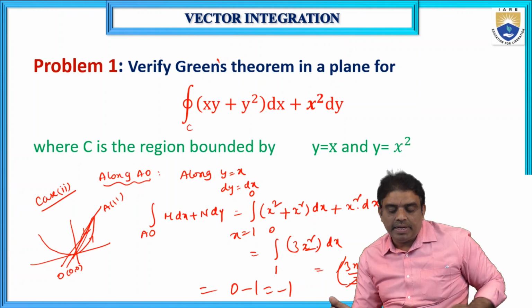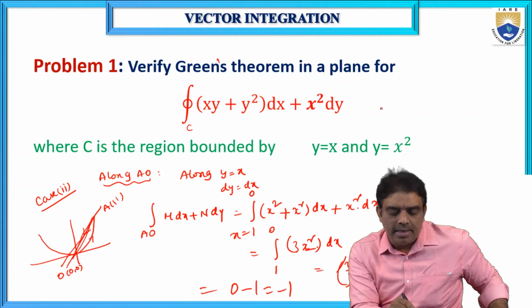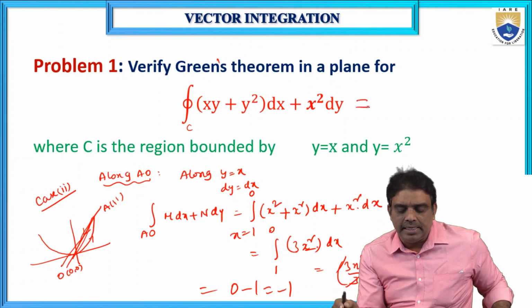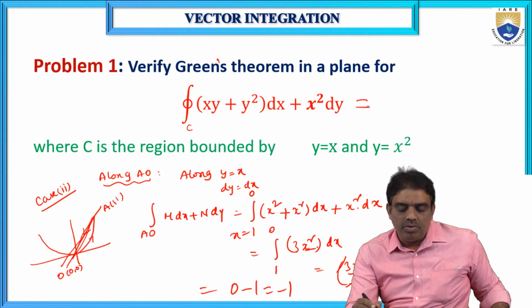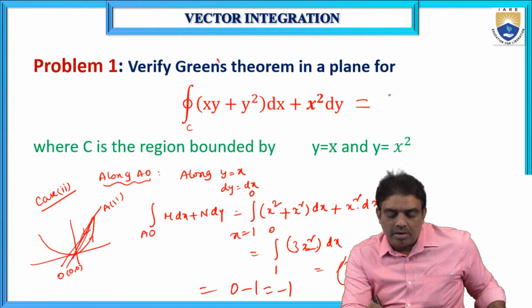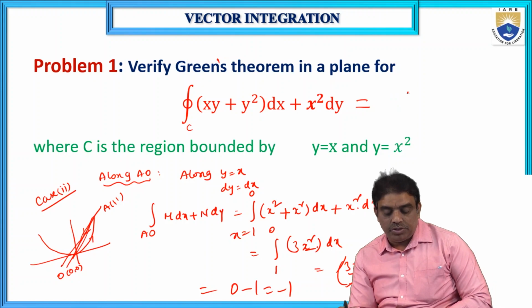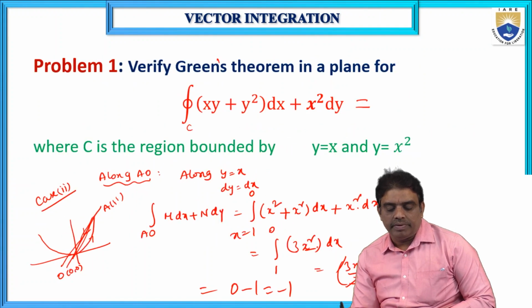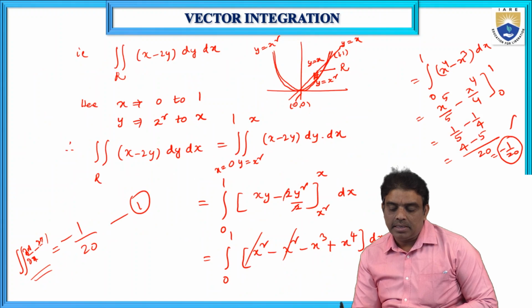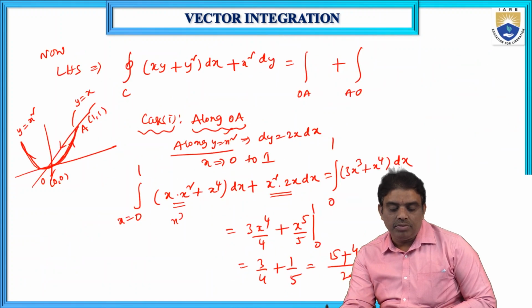So what is the first value? Therefore, the integral along the closed curve C is equal to the first value we got minus, I will show this, what is the value? Some 19 by 20, I think. Minus 1 by 20, second value.